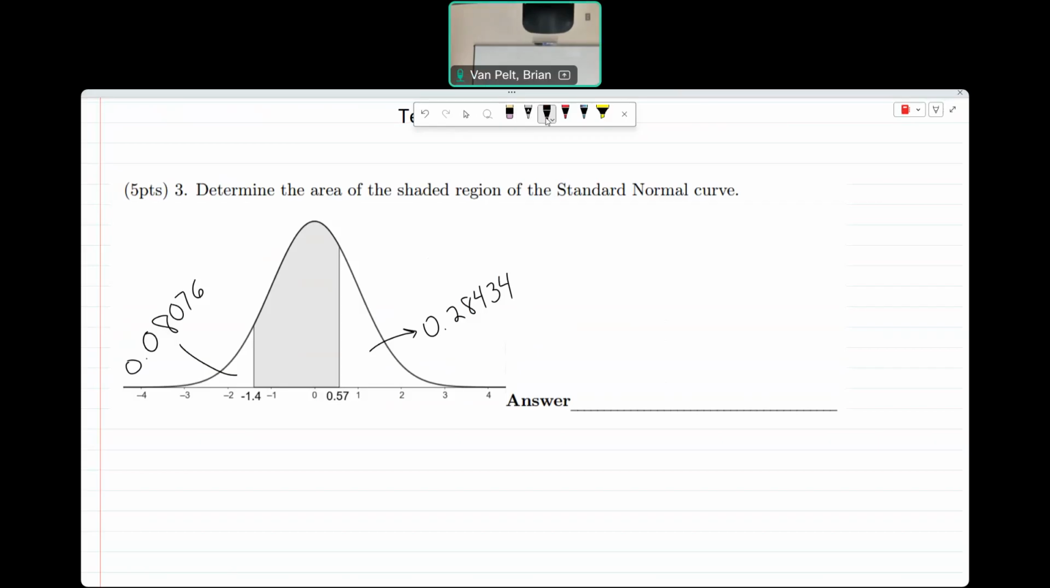So this area in here then is 1 minus 0.08076 minus 0.28434. I end up with 0.6349. That's what I got. Yeah, I do. Okay.